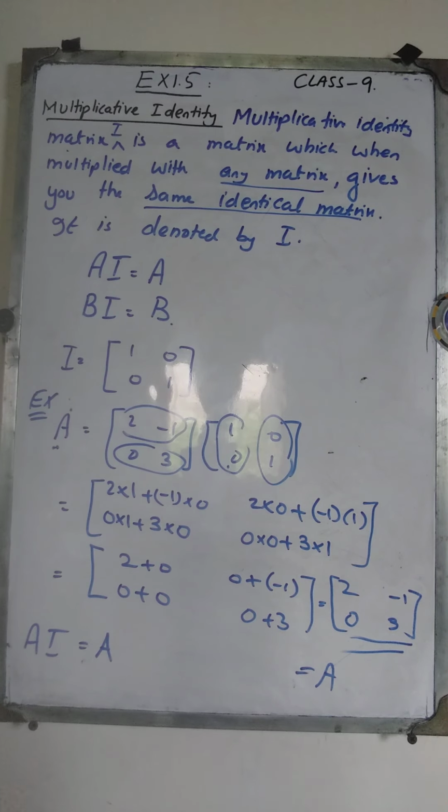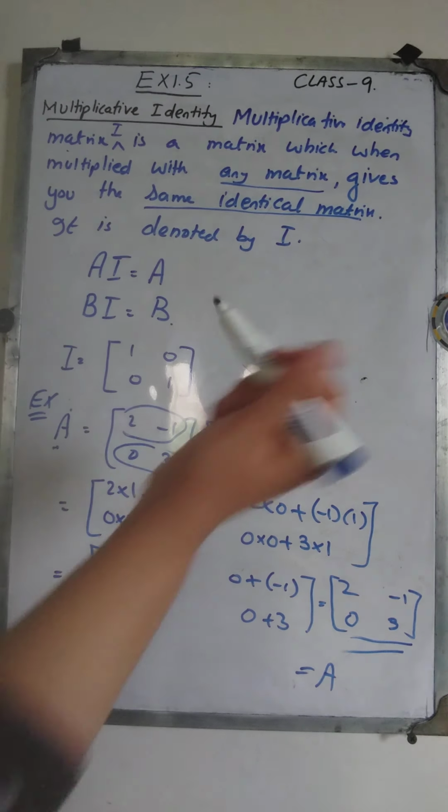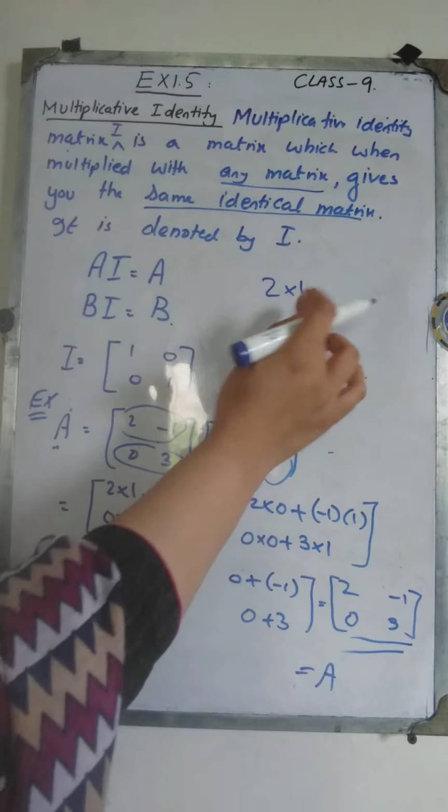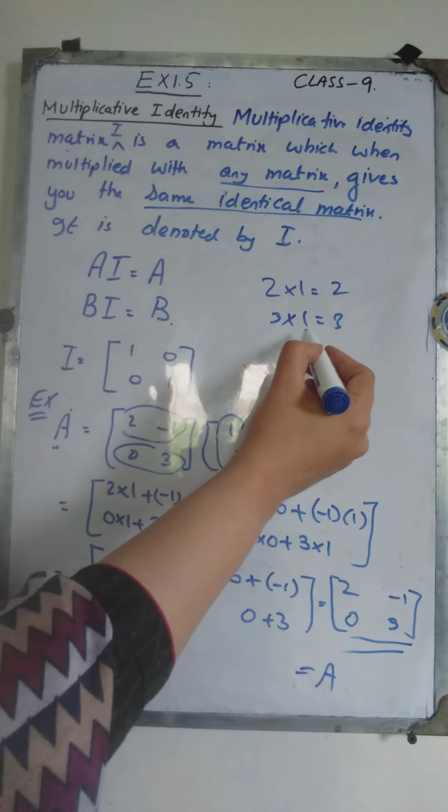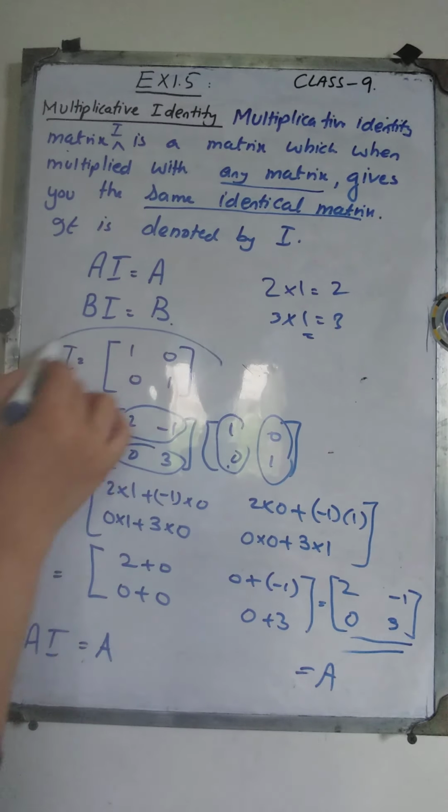Its importance is that when it is multiplied with any matrix, it gives you the same identical matrix back. Okay, this is the same as the role played by 1 in real numbers. In real numbers, 1 is such a number which when multiplied with any number gives you the same number back. So the role of 1 here is played by this identity matrix.